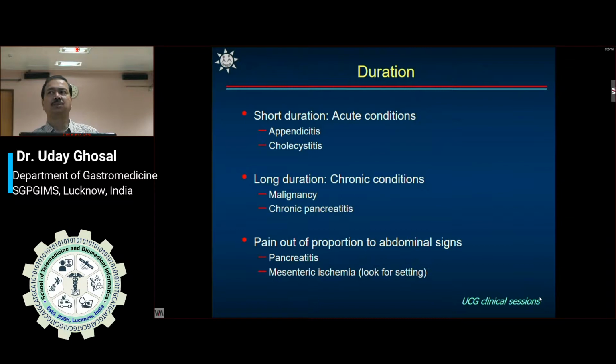Because these are retroperitoneal organs, for example, pancreas is a retroperitoneal organ, you will not get much sign in the abdomen, but the symptom will be very severe. Pain will be very severe. Similarly, in mesenteric ischemia, the signs will be much less unless there is gangrene or perforation, but the symptoms will be very severe. So in all patients of acute pancreatitis, just keep in your mind, could it be mesenteric ischemia?